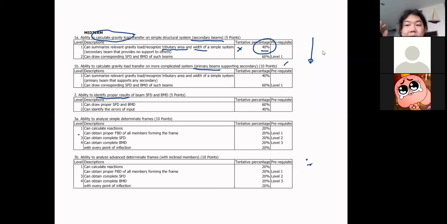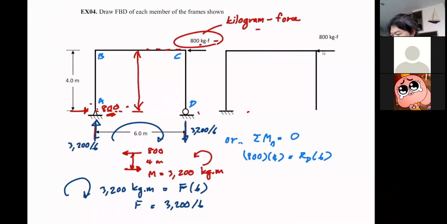Okay, the way I judge your ability is that I would like to see that you are able to calculate reactions. Naturally, you have to do that first. If you can calculate all the reactions, you get 20%. That means if you can get these reactions correct, this one, and that one, including the reaction, that's 20%.